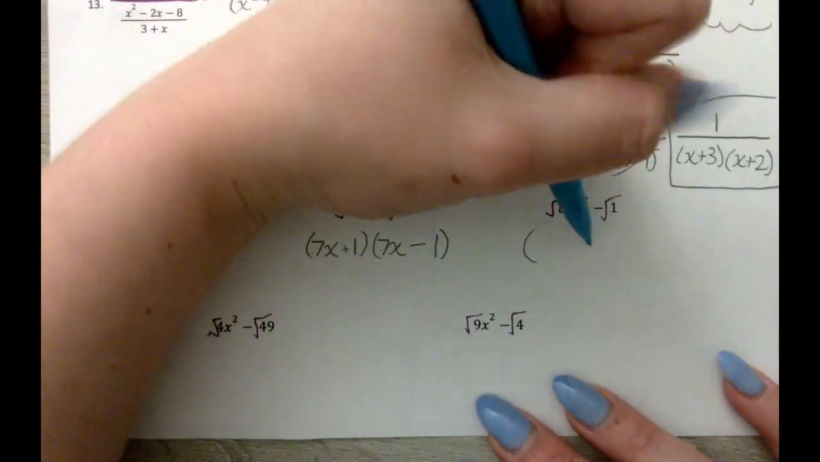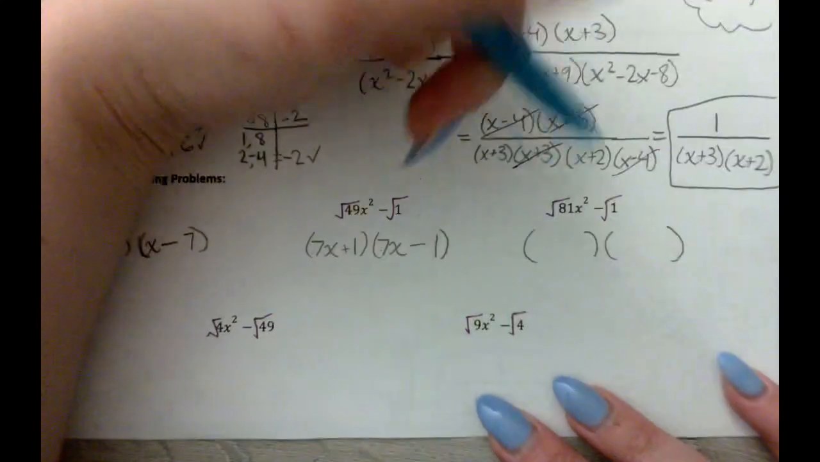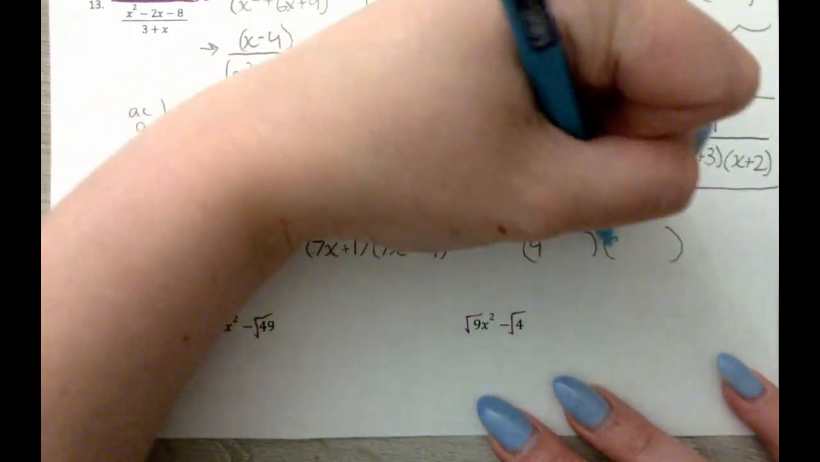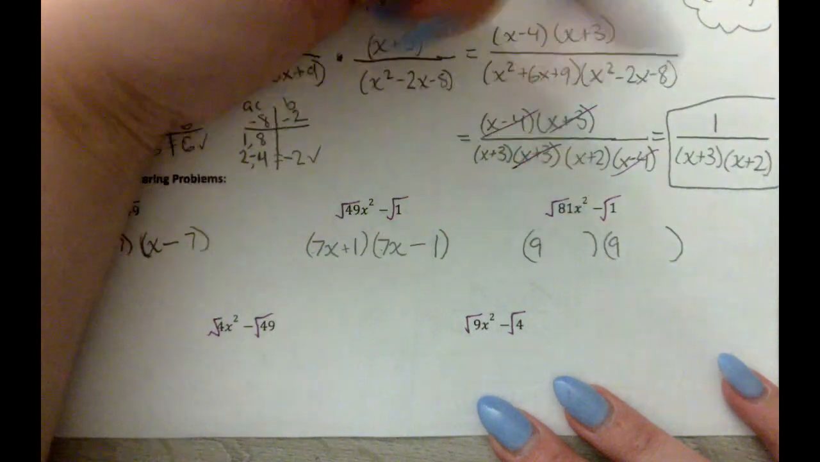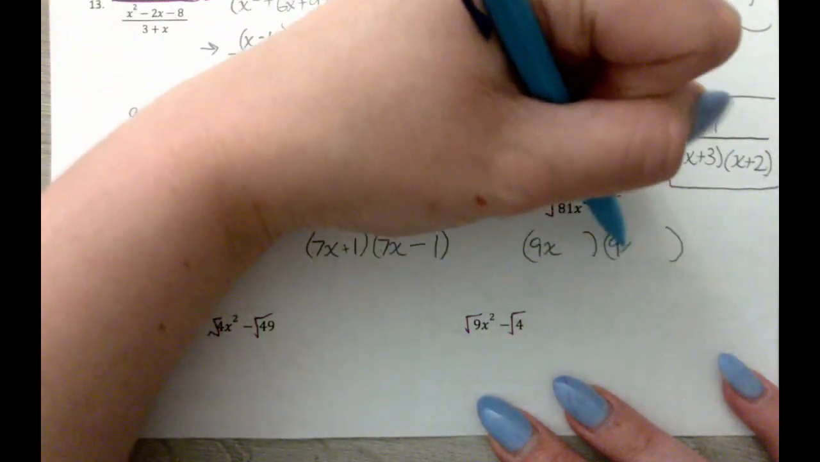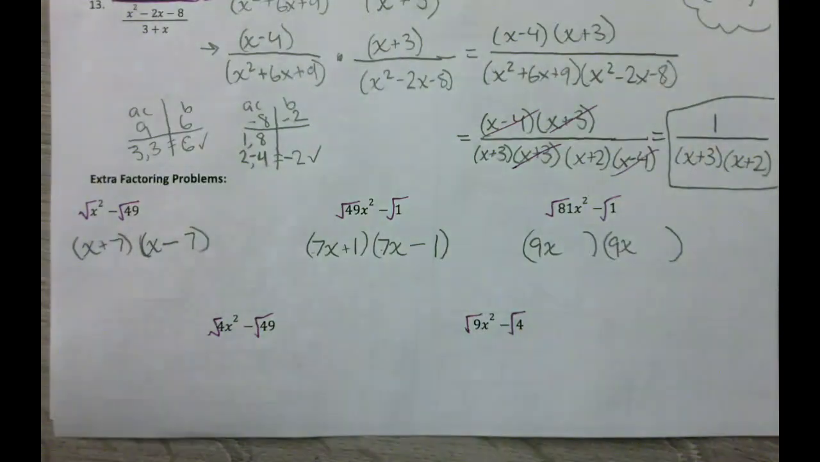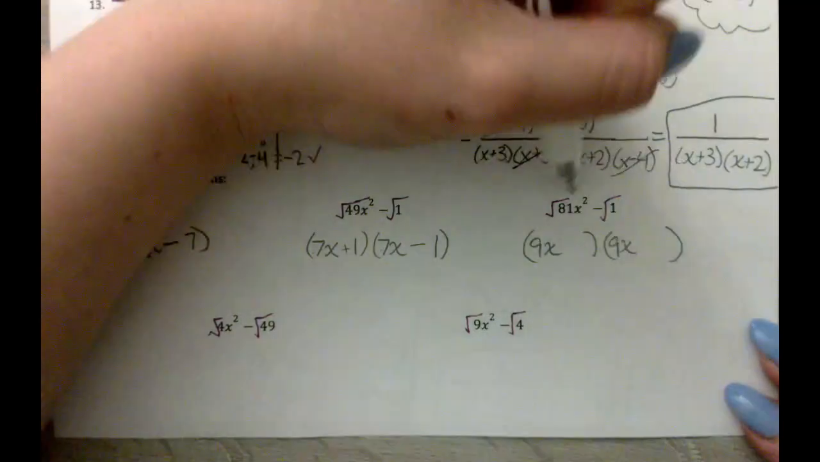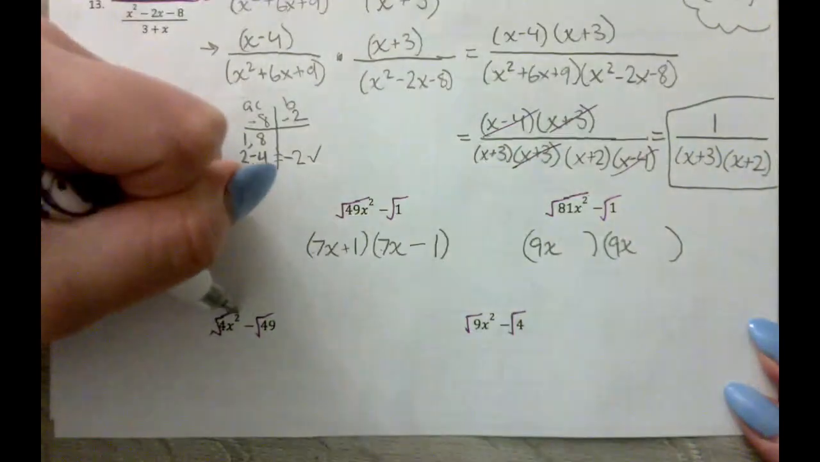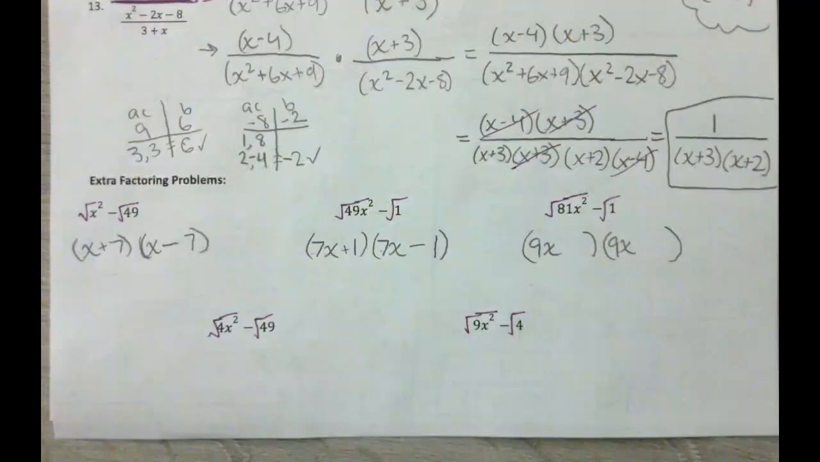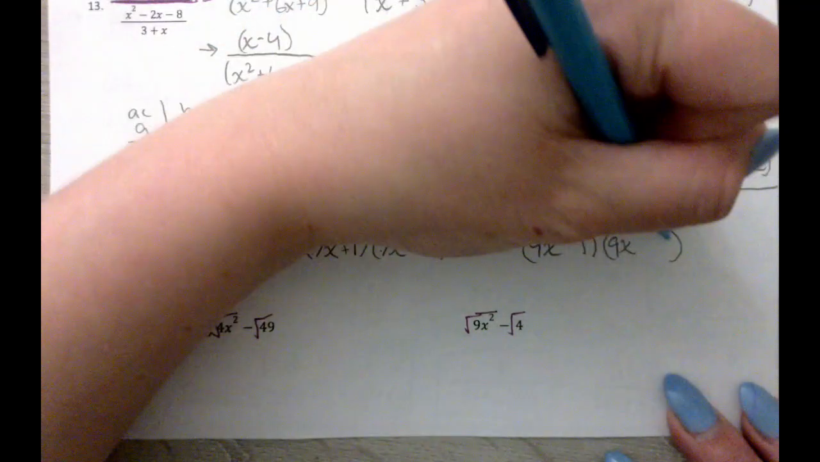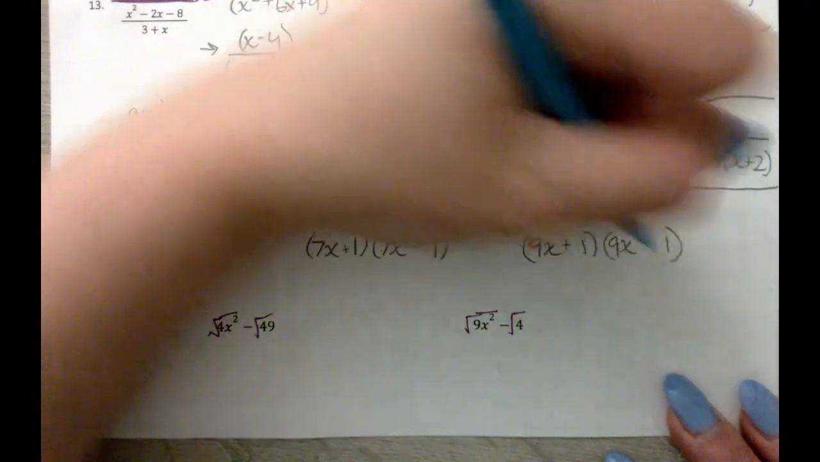81x squared minus 1. Square root of 81 is 9. And then x squared is attached to it, so it is 9x. And let me draw that line out further so you know we're taking the square root of all of it, not just the number. There you go. Square root of 1 is still 1. 1 gets a plus, 1 gets a minus.